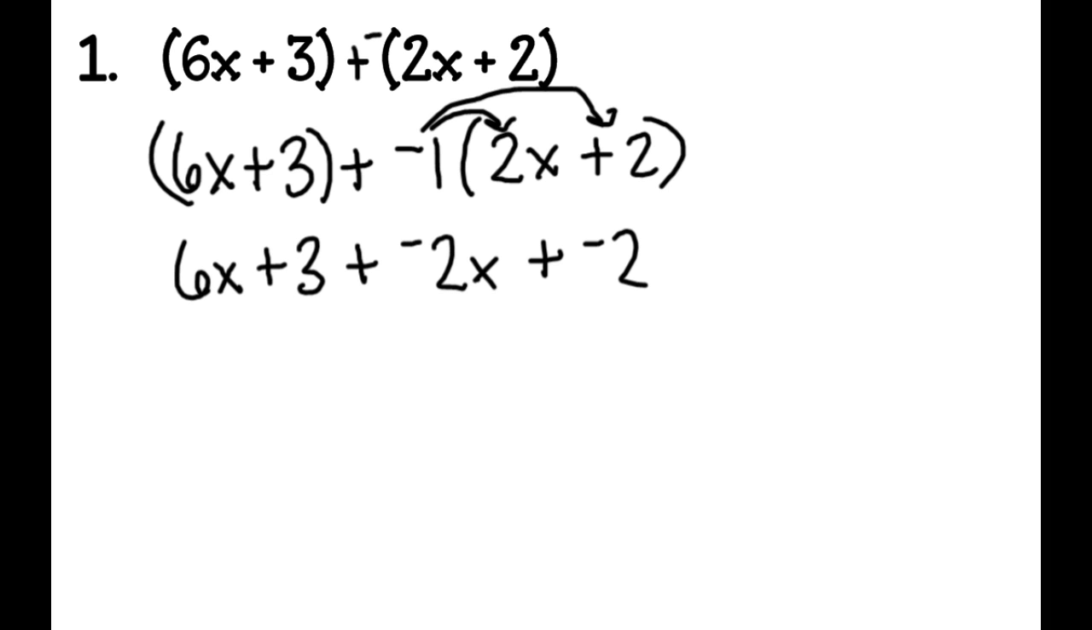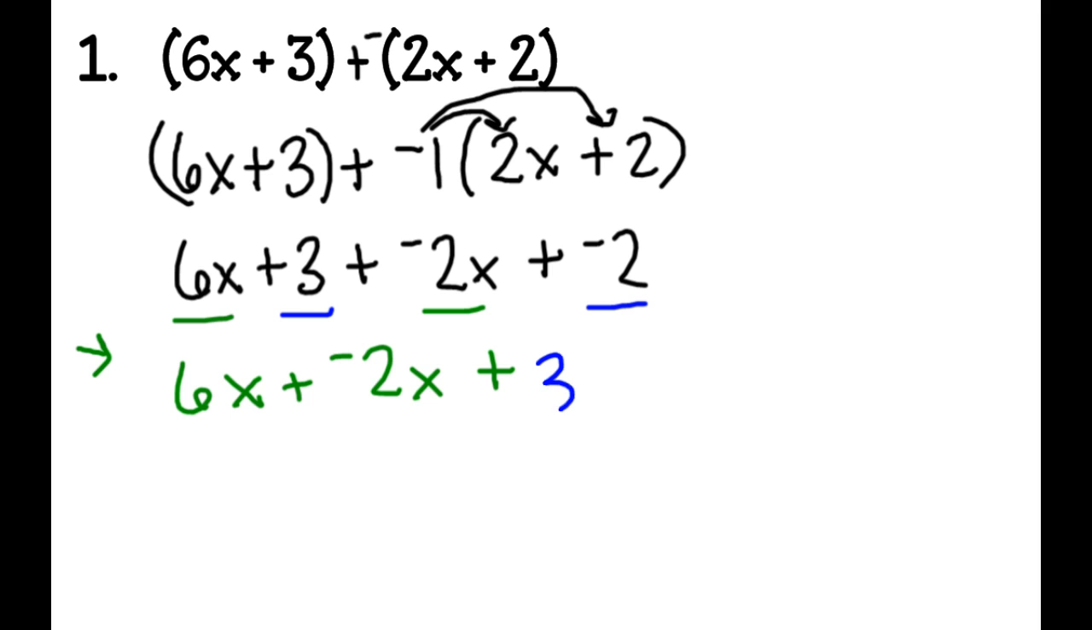Now, I'm going to write another step. I'm going to put it in red. I'm going to put it in green. I'm lying. This is not necessary. However, this step helps a lot of people. So I'm going to rewrite like terms by each other. So I'm going to do 6x plus negative 2x plus, my other like terms are 3 and negative 2. Then I go through and I add the like terms.